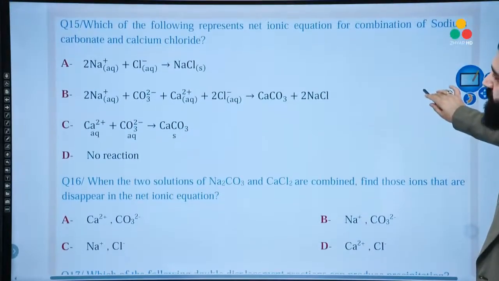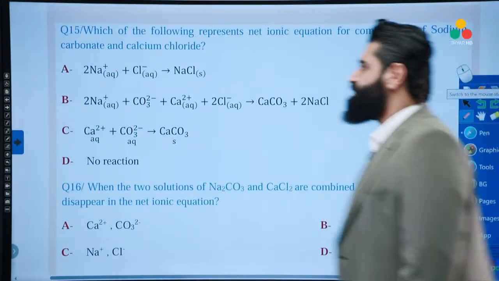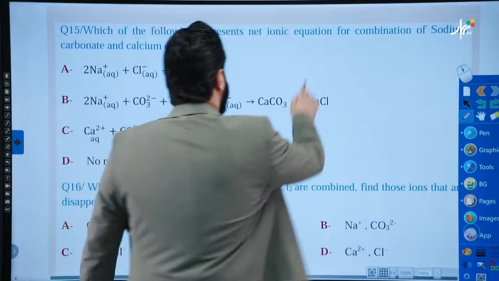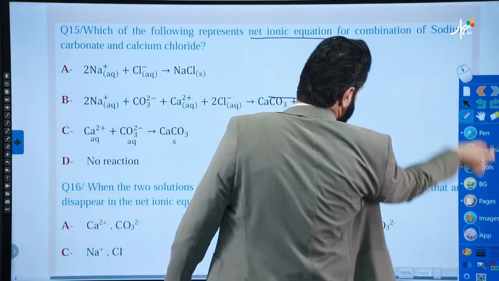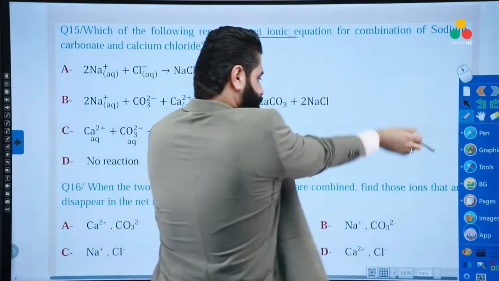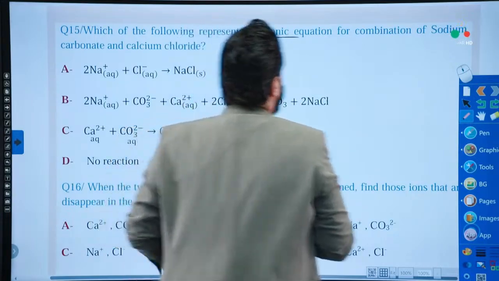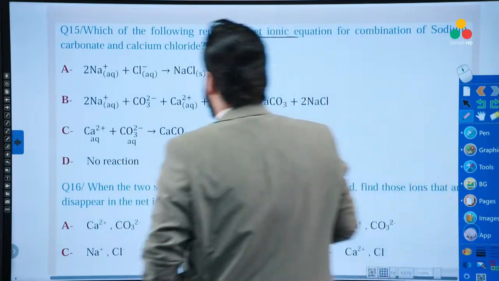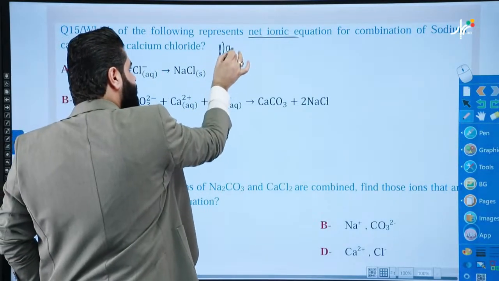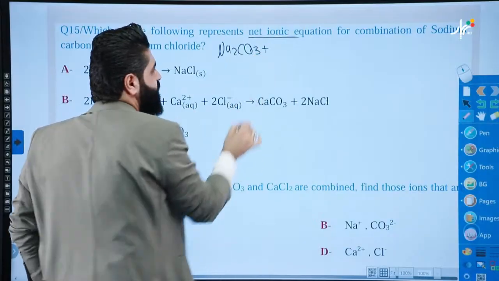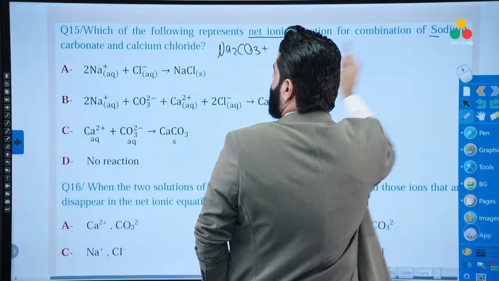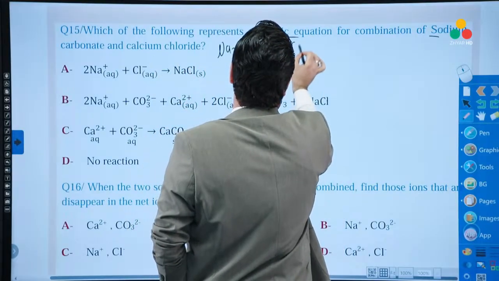Question 15. The number of the question is not important. Which of the following represents net ionic equation for the combination of, look, net ionic equation. Let me do this, please. Net ionic equation for the combination of sodium carbonate and calcium chloride. This is sodium carbonate, Na2CO3, plus calcium chloride, CaCl2.